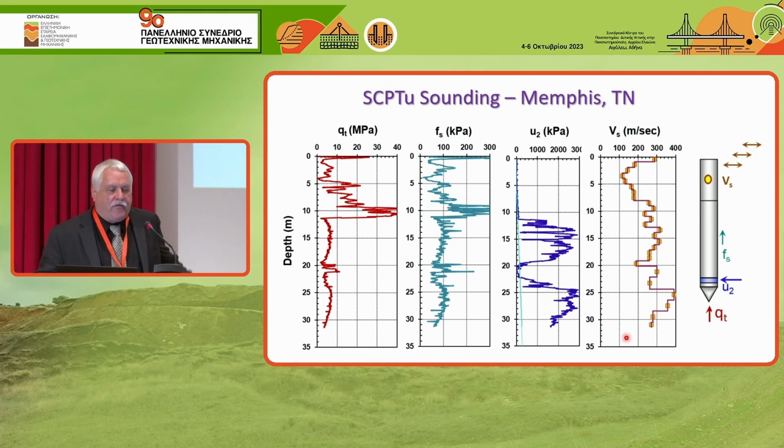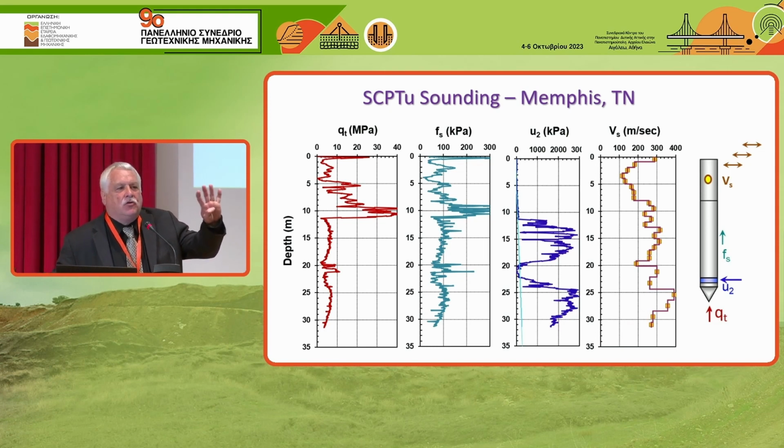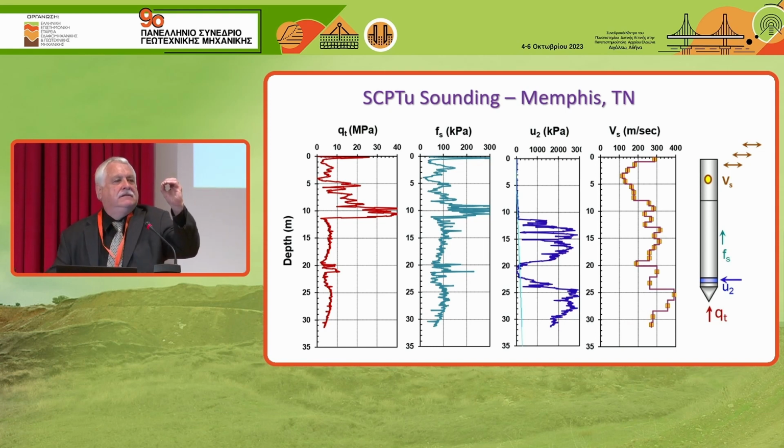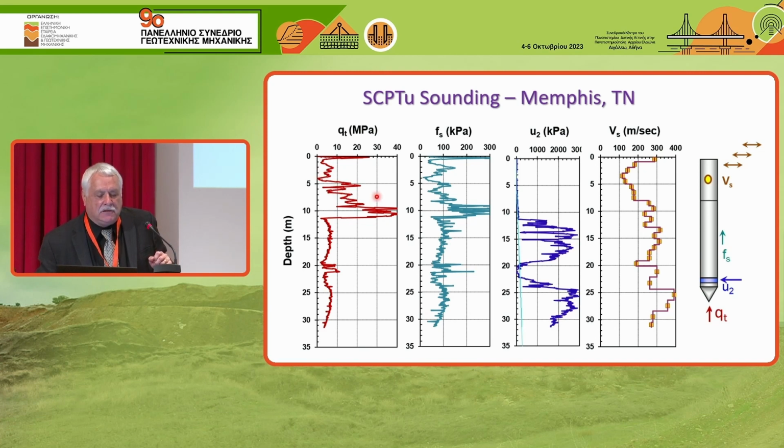So we have 4 independent readings on soil behavior in a little sounding. The hole that we made is just 35 millimeters in diameter. It took us 3 hours to go 31.5 meters. And we have information about the strength of the material, the friction, the permeability, and the small strain stiffness. And I would say today, in 2023, you need that kind of information to do your job properly as a geoengineer. You need this information.